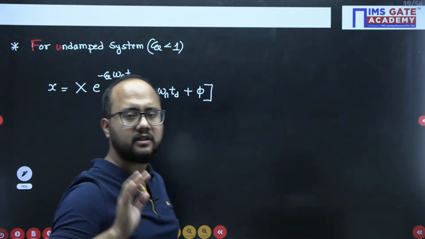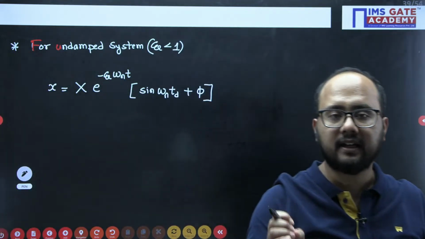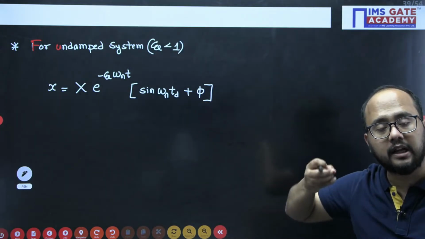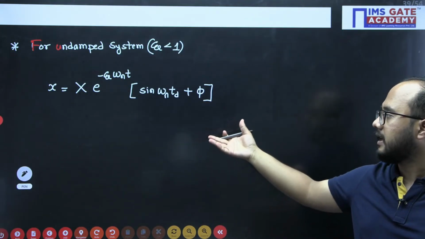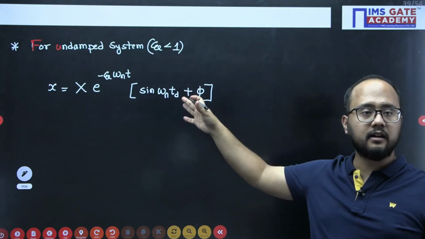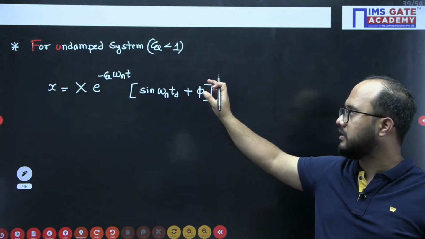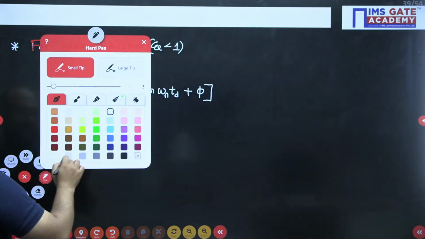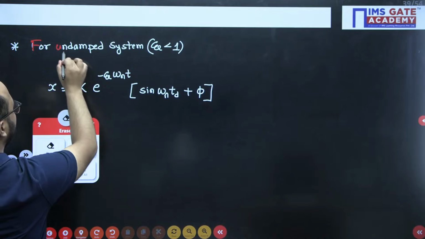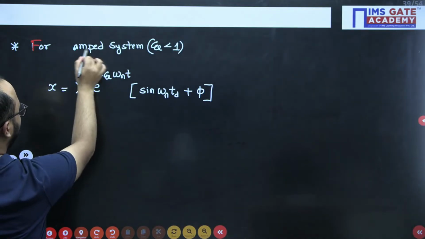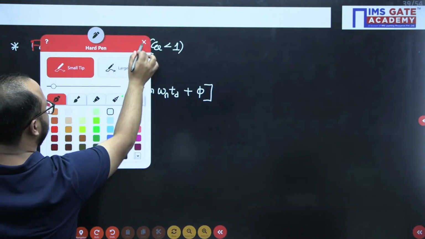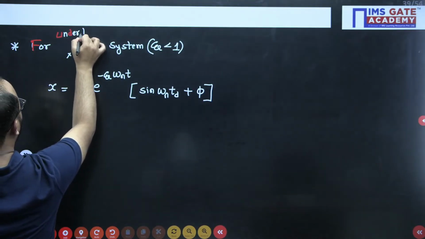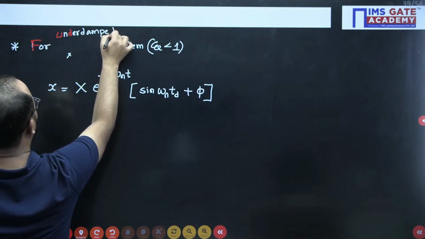Okay, complete derivation is involved here, but I am directly writing the solution part because this is what we need to understand, to see what kind of conclusions we can draw from it. So this is the solution of the underdamped system. It is underdamped, not undamped. Let me just write it here, underdamped, which means damping factor is less than 1.